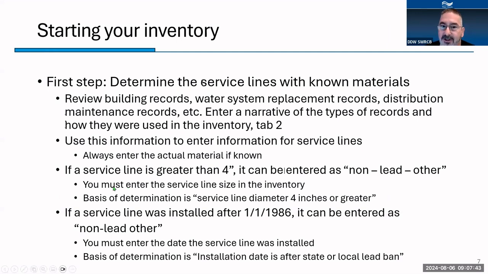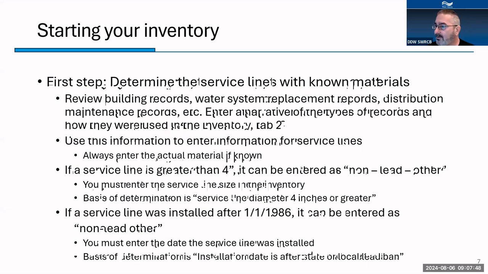The first step is to determine your service lines with known materials. Here is where you review building records, water system replacement records, distribution line records, whatever. You're going to enter a narrative of the types of records and how they were used in the inventory template or in the portal, either one, on tab 2. We'll go over the portal in detail a little later on, and the template is available on our website. You're going to use this information to enter information for your service lines.